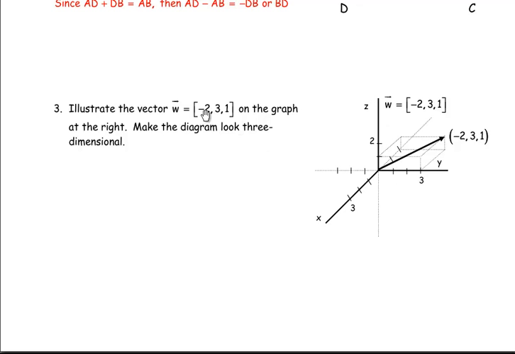And so if I want to plot the point (-2, 3, 1), I would start at the origin, and I'm not going the positive x, I'm going the negative x. So I would go 2 back here, and then 3 in the y. So after going 2 back here, I would go 3 in the direction of positive y, and then the 1 means 1 up. That point right there would be the point (-2, 3, 1). The vector (-2, 3, 1) would be the vector that goes from the origin to that point. Now to make it look three-dimensional, I draw a box around this so you can see the sides. So that's what the diagram would look like.